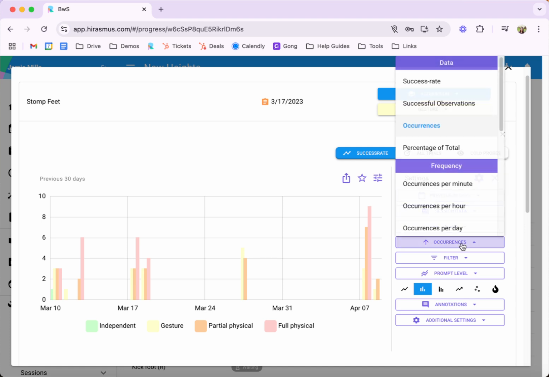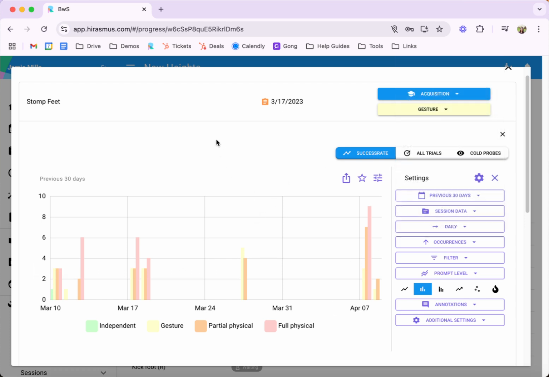So typically we don't recommend using success rate or successful observations on this type of program, since each prompt is shown as either a successful or unsuccessful trial. We won't show you as much of that data, and those are the common settings used for this type of program.